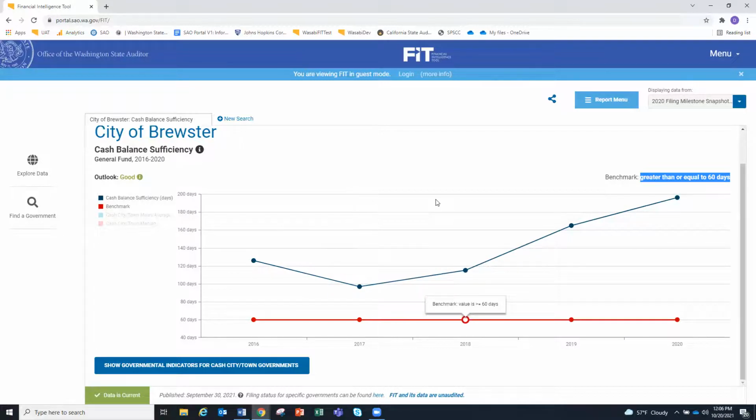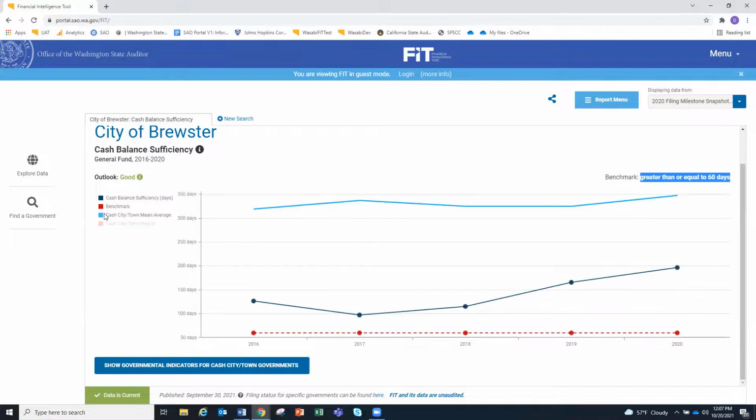Now, we've also heard from our clients that, well, that's nice, we like being above the benchmark, but what are the averages and means for cities in the state of Washington? So you'll notice in the legend, we do show the average. The benchmark is 60, Brewster is 196, and the average is 348. We also have a mean, for those of you that find that more useful, and that's at 229 days. So hopefully that makes sense. I think visually, this tells a little more information than just showing the benchmark.